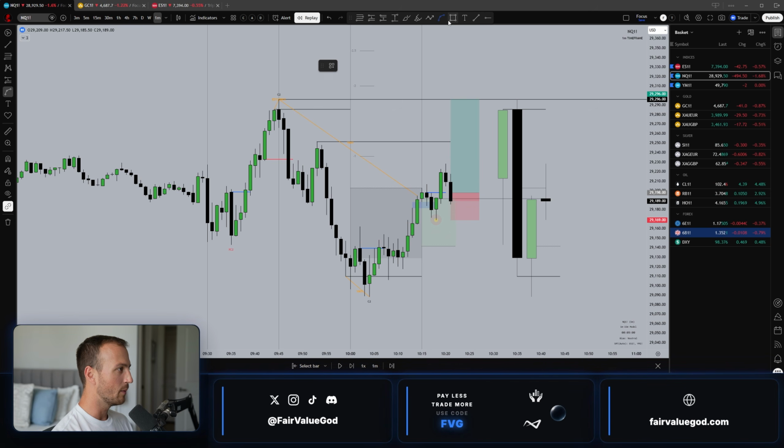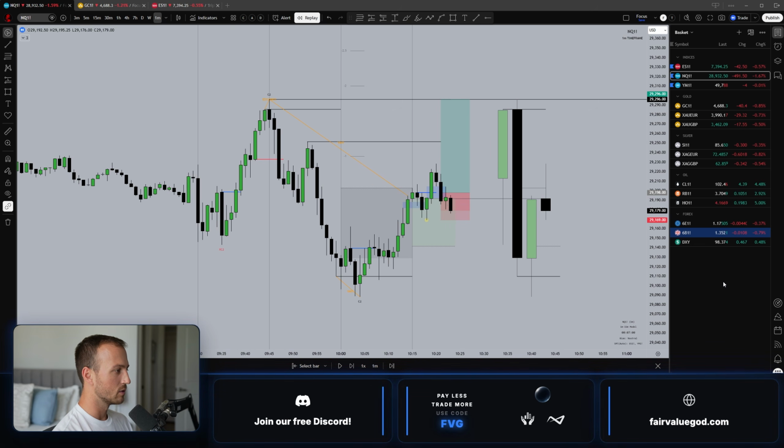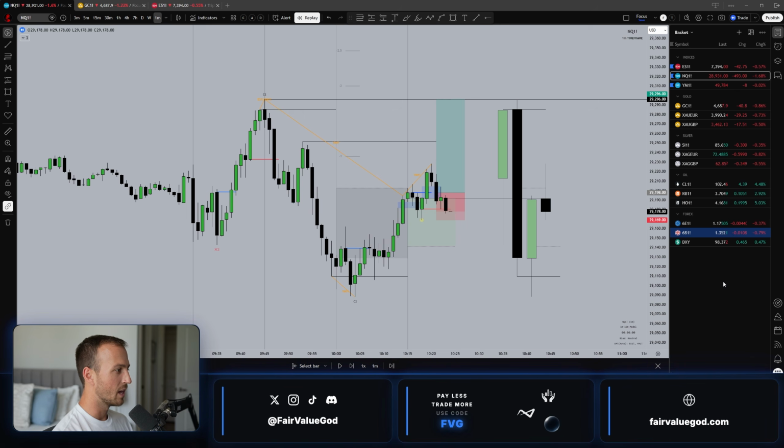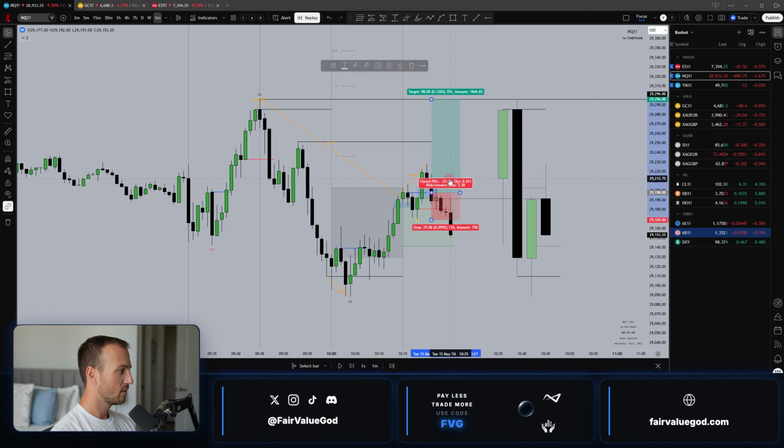I didn't like how we closed below this imbalance. We actually closed below that, which is unfortunate, because you can see here on the next couple candles, I get stopped out. It gets close, then stops me out. So I took an L on that.